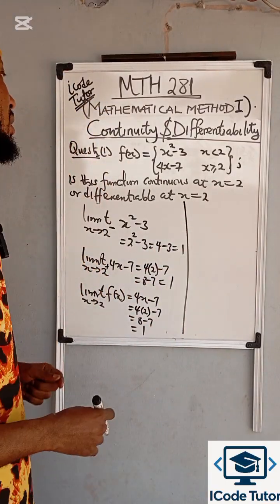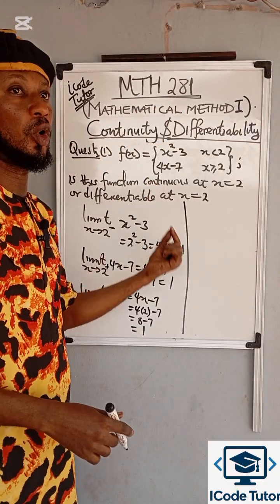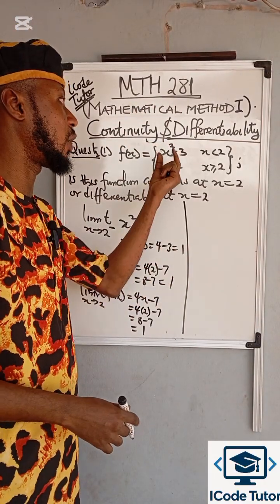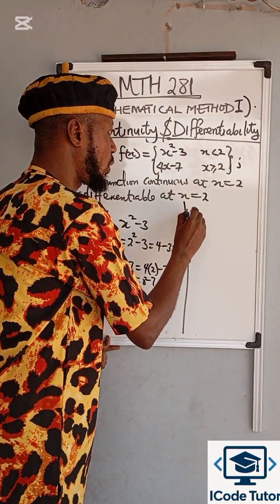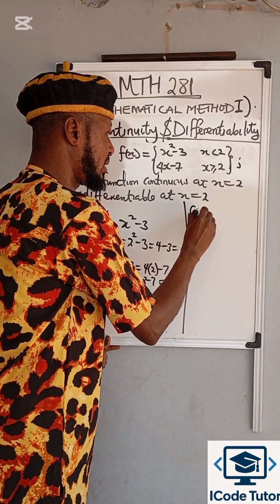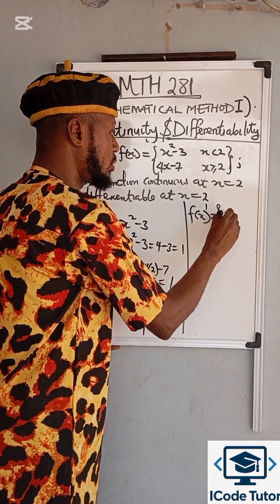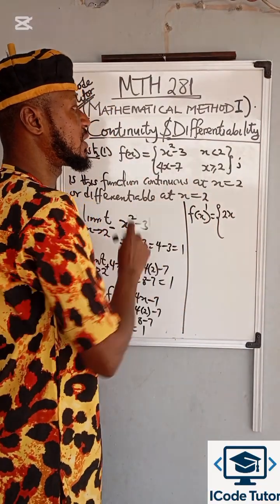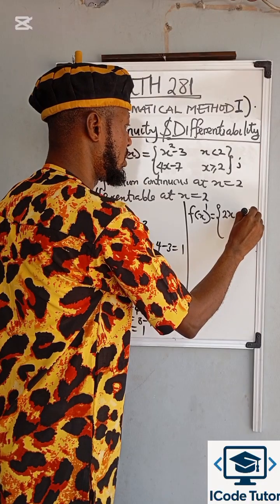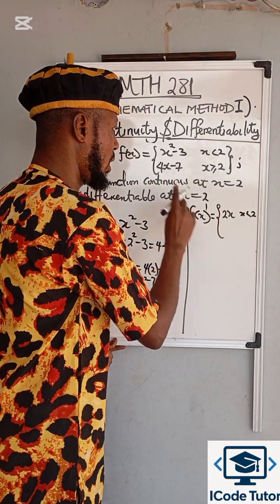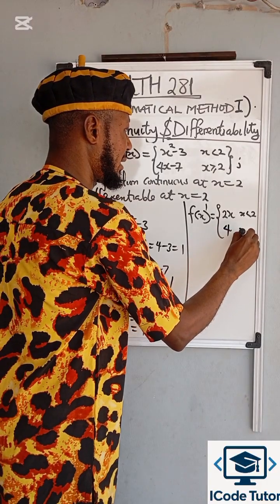Now let's look at the differentiability. For the function to be differentiable, we have to find the first derivative of the function. Since we have a function of x, the first derivative: when you differentiate x squared it gives us 2x, and when you differentiate 3 it gives us 0, as x is less than 2. Now if you differentiate 4x it gives us 4, as x is greater than or equal to 2.